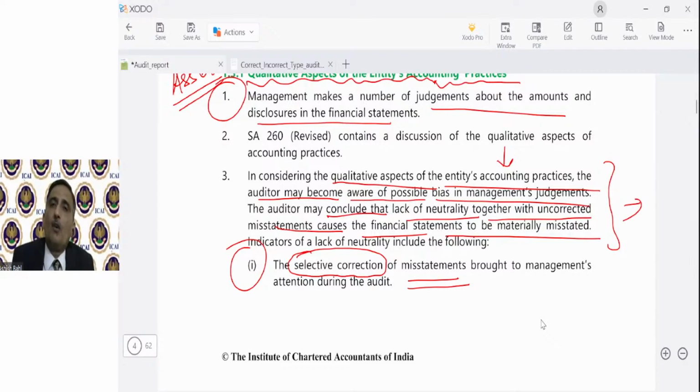That auditor has pointed out, say 10 misstatements, and he asked the management to correct these before he gives his audit report. Okay, but management is selective even in correcting those misstatements. Some they corrected, 6 out of 10, but on 4 there is a very large effect on profit, on the earnings of the entity. So they choose not to correct those misstatements. So what does this show? This shows that management is having a bias, that management is biased. Okay, that management is not neutral.